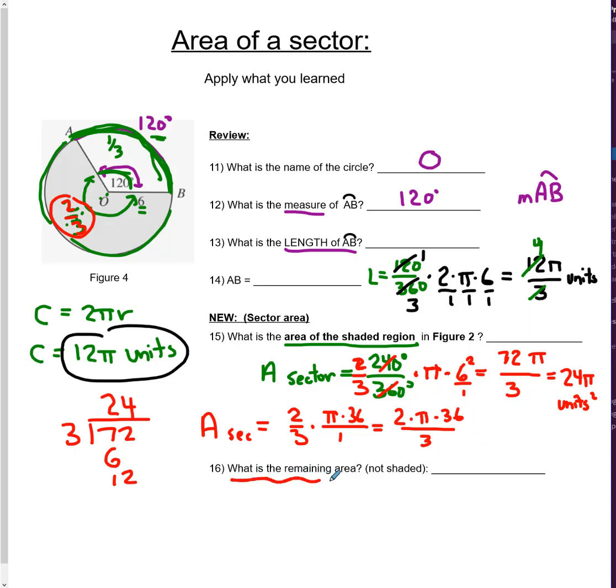What is the remaining area? Well, if that was 2/3, we only want to take 1/3 for the remaining area. If that was 2/3, we only want to take 1/3 of pi r squared, or 1/3 of 36 pi. And 3 goes into 36, 12 times, so it's 12 pi. Makes sense. So the whole thing is 36 pi.